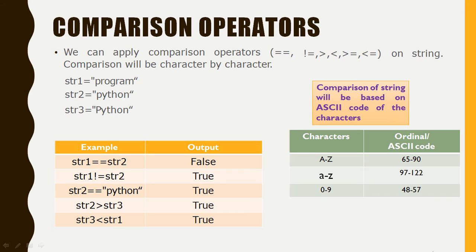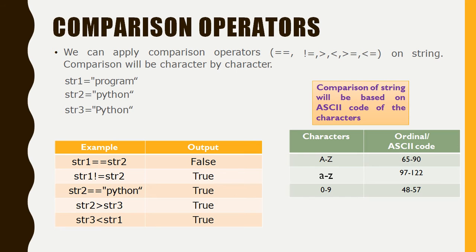Okay, now the comparison operators. We can apply comparison operators: equal to, not equal to, greater than, less than, greater than or equal to, less than or equal to on strings, character by character. Suppose string 1 is "program", string 2 is "python", string 3 is also "Python". The difference between string 2 and string 3 is that in string 2 there is a small p, whereas in string 3 a capital P is there in Python.